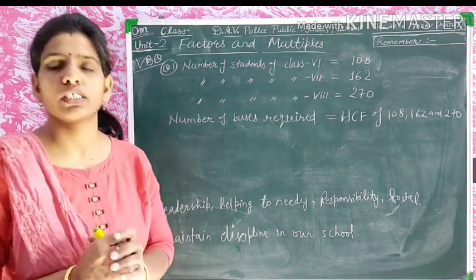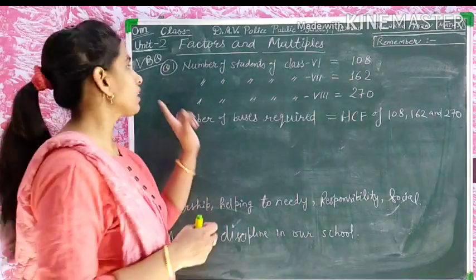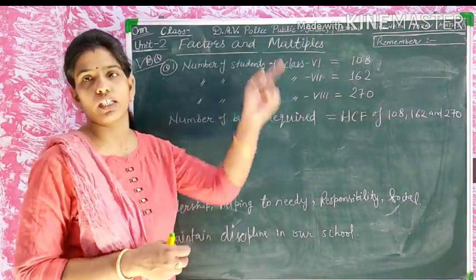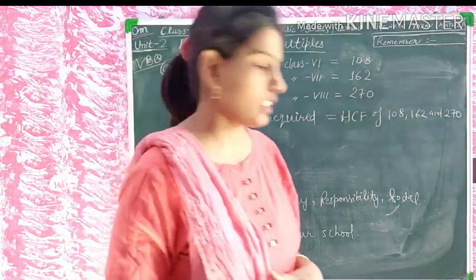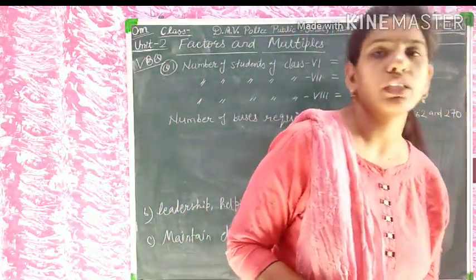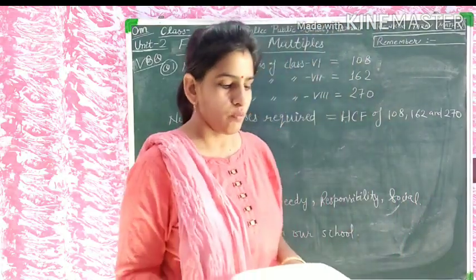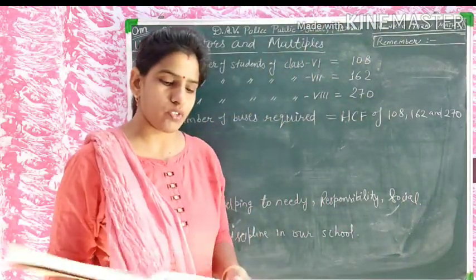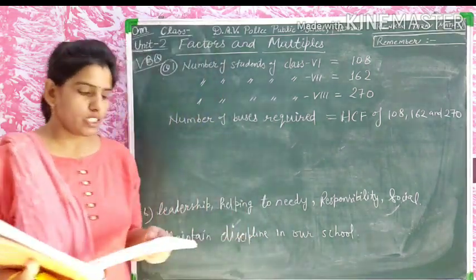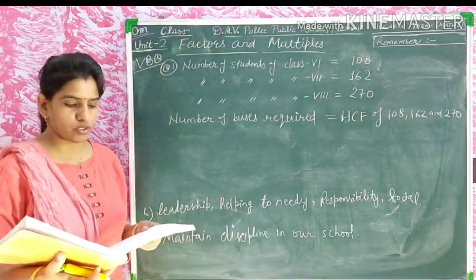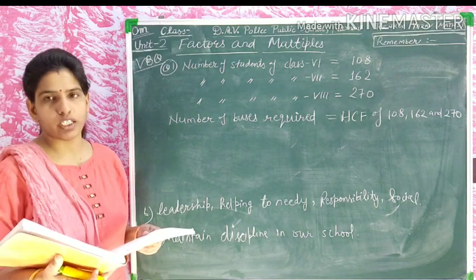Okay students, today we will discuss the value-based questions of factors and multiples. In the value-based question, there is question number 1. Let's see there. In question number 1, it is given that the school nowadays has a council which consists of student representatives. This council helps the school in organizing various events.